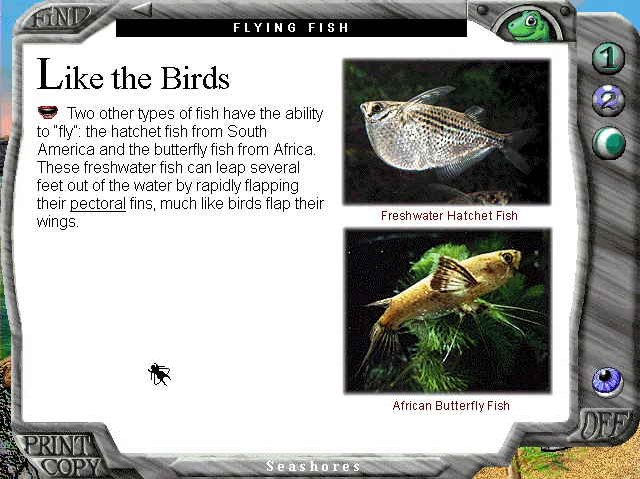Two other types of fish have the ability to fly: the hatchet fish from South America and the butterfly fish from Africa. These freshwater fish can leap several feet out of the water by rapidly flapping their pectoral fins, much like birds flap their wings.